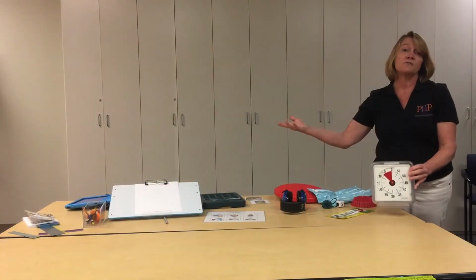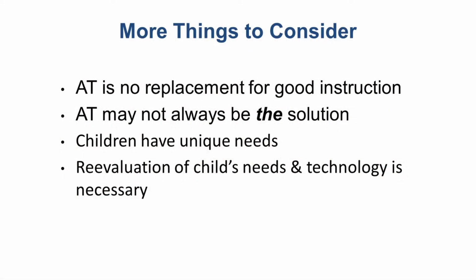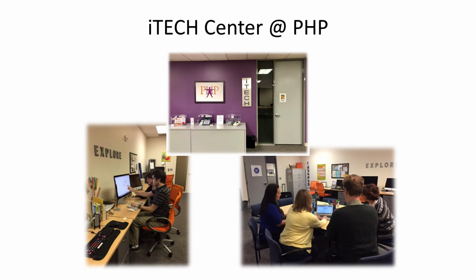So as you can see, there's a lot of different tools to explore, both high-tech and low-tech tools. This is just a small sampling of what assistive technology can be. There are some important things to remember about assistive technology. It is not a replacement for good instruction, and it is not always the answer. It also needs to be evaluated and re-evaluated for each individual. For example, text-to-speech tools may work well for some students with dyslexia, but for other students, they may do better with audiobooks only.